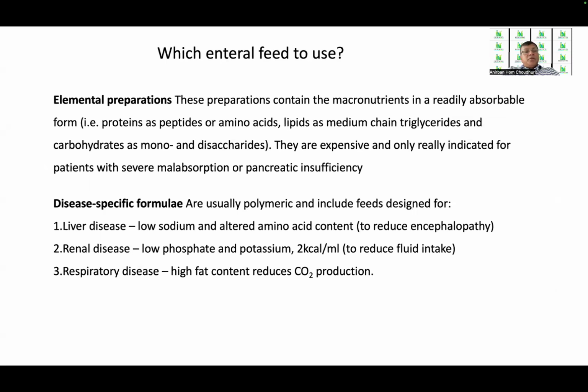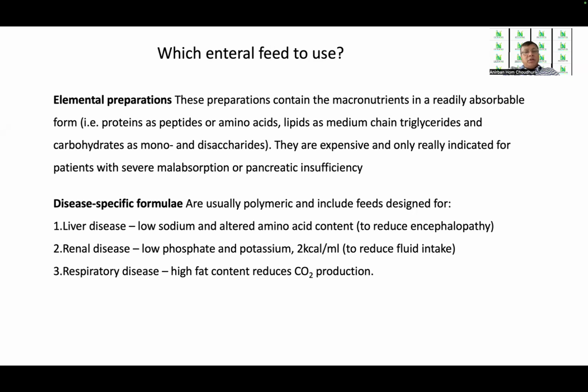Which enteral feed to use? Elemental preparations. These preparations contain the macronutrients in a readily absorbable form, that is, proteins as peptides or amino acids, lipids as MCTs, that is medium chain triglycerides, and carbohydrates as monosaccharides or disaccharides. They are expensive and only indicated for patients with severe malabsorption or pancreatic insufficiency.